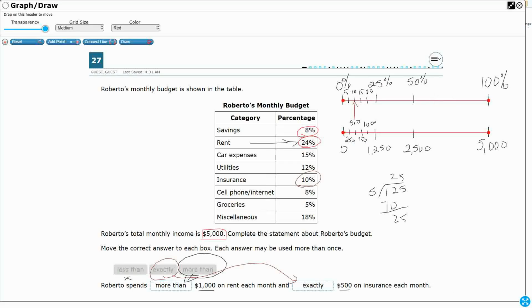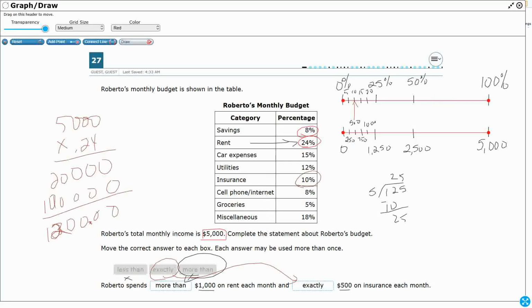Now, that's just one way to solve it. If we wanted to not use the double number lines, we could just multiply. So $1,200 is more than 1,000. We could do the same thing for our 10%, but that's going to be a lot easier. If we shift the decimal place over 1, multiplying by 10% is the same as dividing by 10. You get exactly 500, which is exactly what it needs. So we could use either the double number line, or we can just use straight multiplication to find the actual amounts for the rent and the insurance, and then we can find our answers.